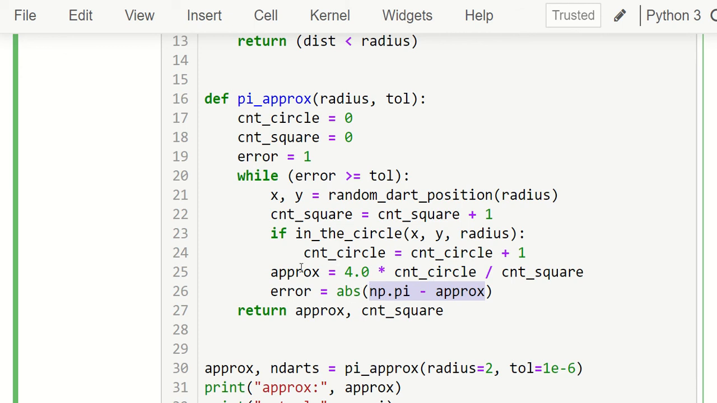The moment my error is then smaller than the tolerance in record 20, it will not again go into the while loop. It will jump over the while loop. It will then jump to record 27. That's the next executable statement after the while loop, which will then return to the calling program the approximation to pi and also the counter of the number of squares. Why do we return this?